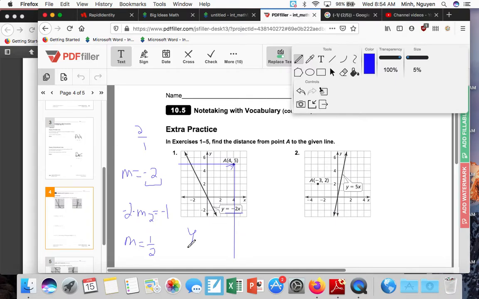So I could say y equals 1/2 x plus b. And it has to go through 4, 5. And it also has to go through this line at some point. So I could just start here and work backwards. From here to there, it's going to be up 1 over 2. So I can go backwards and go down 1 over 2, down 1 over 2, down 1 over 2. Let's see if I did that right. Up 1 over 2, up 1 over 2, up 1 over 2. Okay.